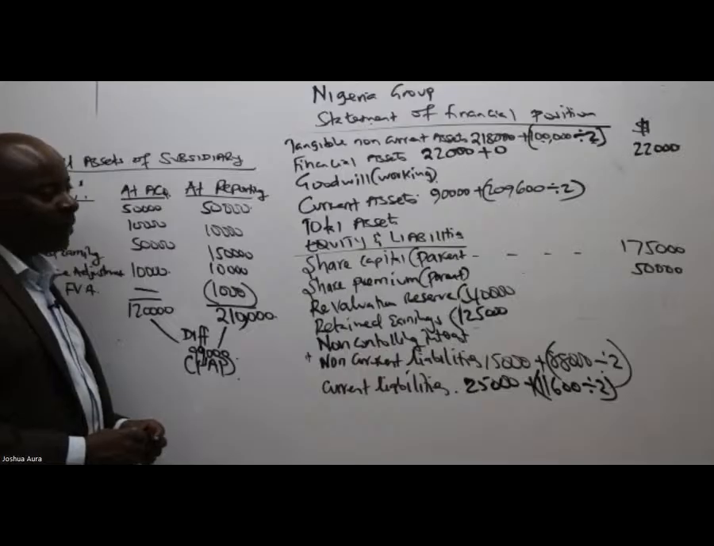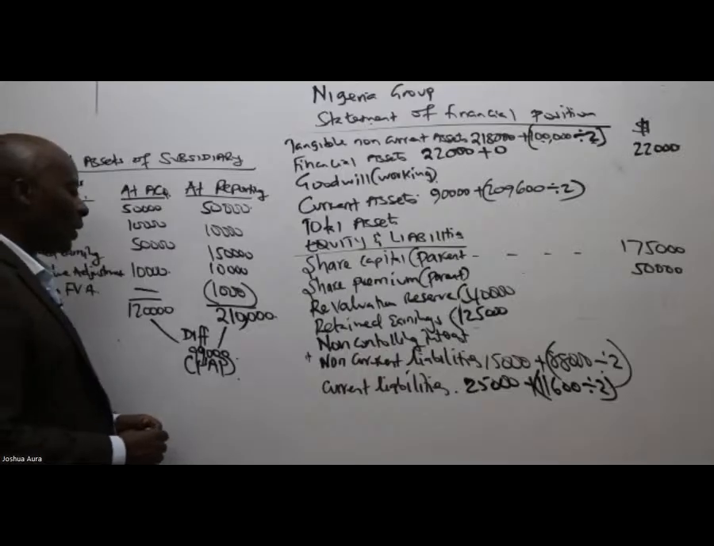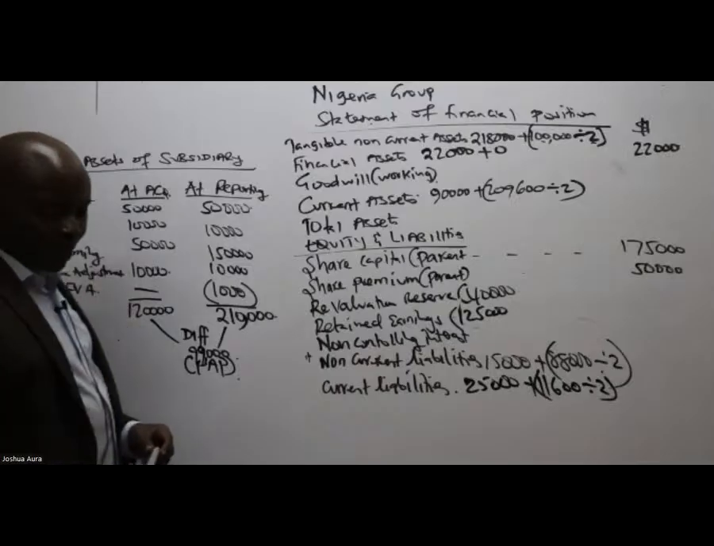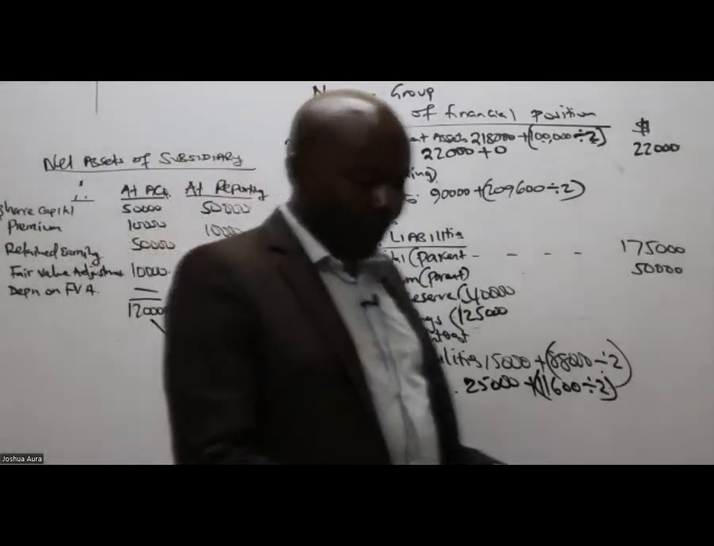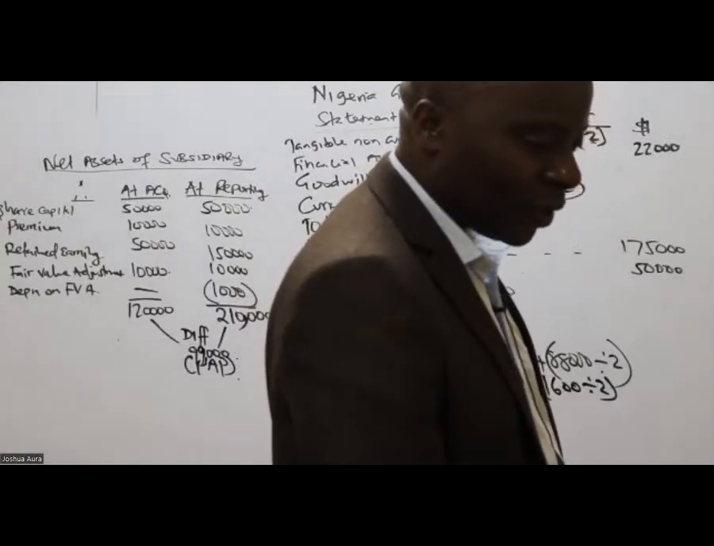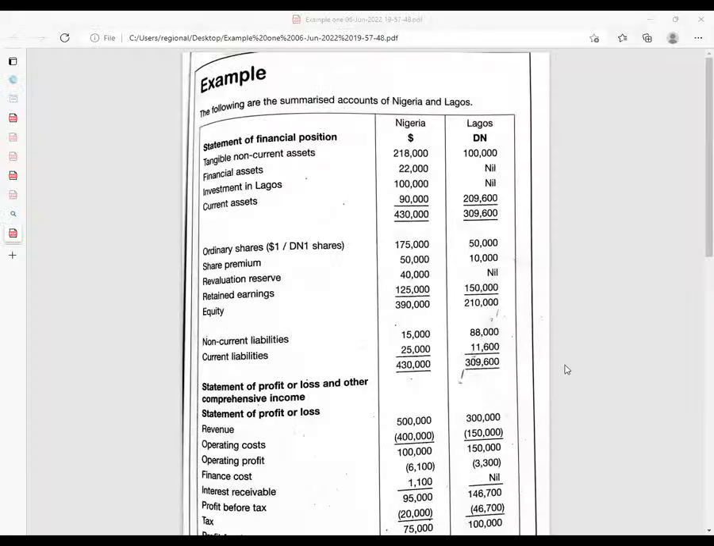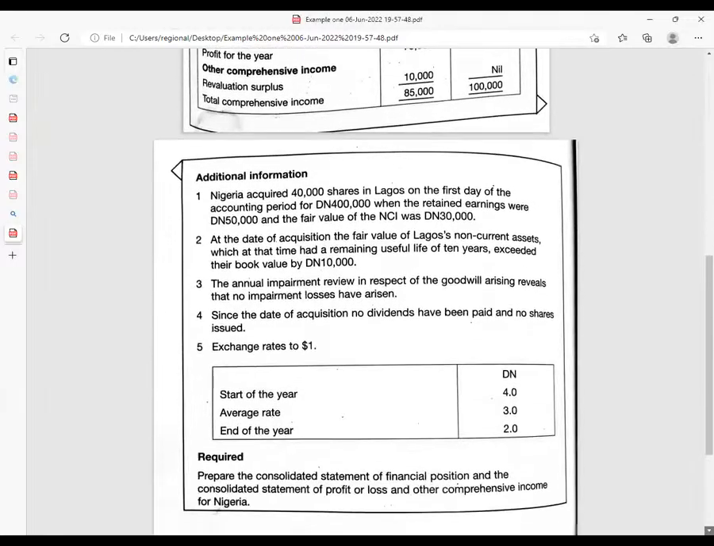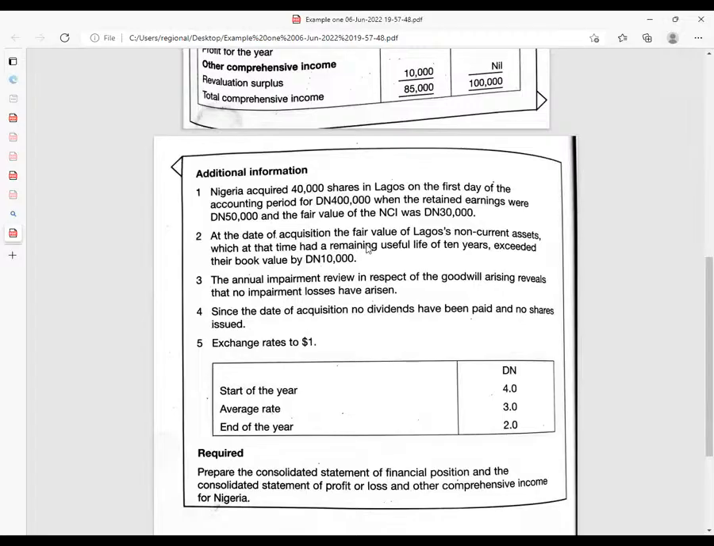99,000. I really love this. There's a student who wants me to repeat something on this fair value adjustment, the valuation of assets of the subsidiary when you are acquiring them. So like now here, they have told us something very nice. They've told us here at the date of acquisition, the fair value of Lagos non-current assets, which at that time had a remaining useful life of 10 years, exceeded their book value by N10,000.